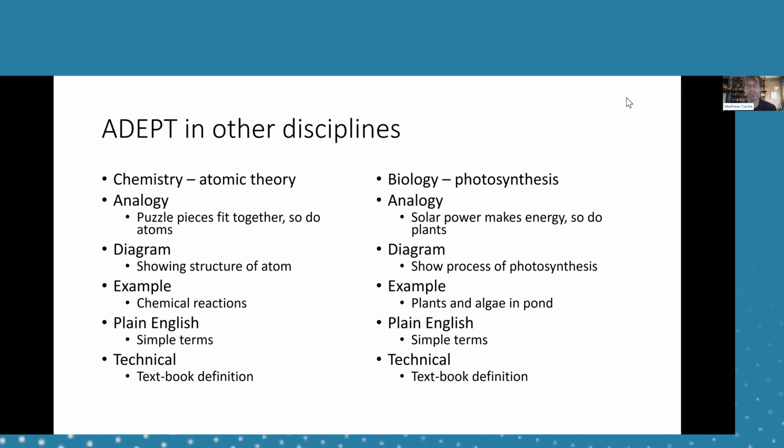Biology, photosynthesis. The analogy is that solar power makes energy, and so do plants. Photosynthesis is the plant's way of making energy from the sun, which is what the solar power is doing for us. Diagram, I show the process of photosynthesis. Examples would be plants and algae in the pond creating energy using photosynthesis. Again, plain English, simple terms. Technical is the textbook definition.